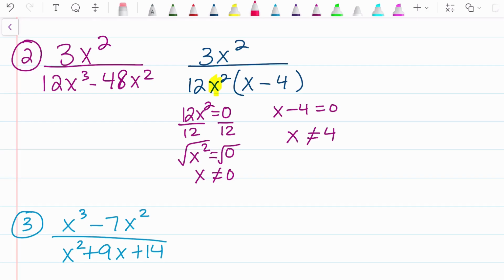Now I'm going to simplify. They both have an x squared top and bottom, so that would cancel out. And 3/12 reduces to 1/4. And so this would be my simplified rational.